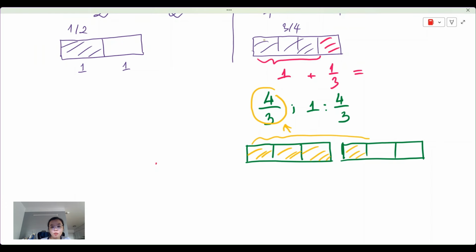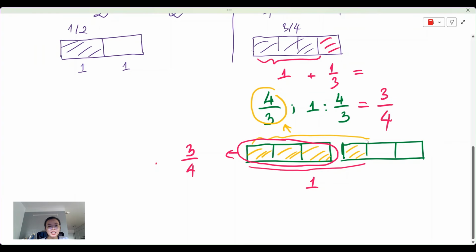So I use it as a 1. That doesn't even fit into 1. So how many of 4/3 fit into 1? Look, we have a whole rectangle. A whole rectangle is 1. So 3/4 of 4/3 fit into 1. So the answer here is 3/4. Okay, does it make sense? That's it.